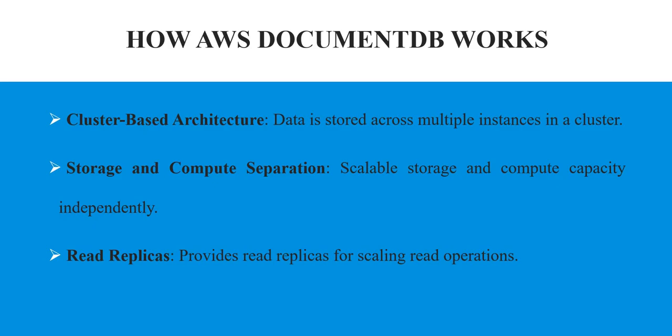The next is how DocumentDB works. It works based on three aspects: cluster-based architecture, storage and compute separation, and read replicas. In the cluster, data is stored across multiple instances. In storage and compute separation, storage and compute capacity scale independently. And it provides read replicas for scaling read operations.